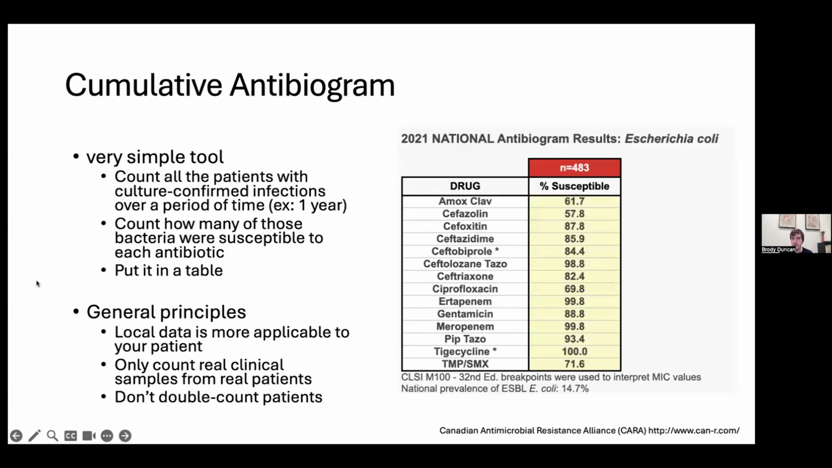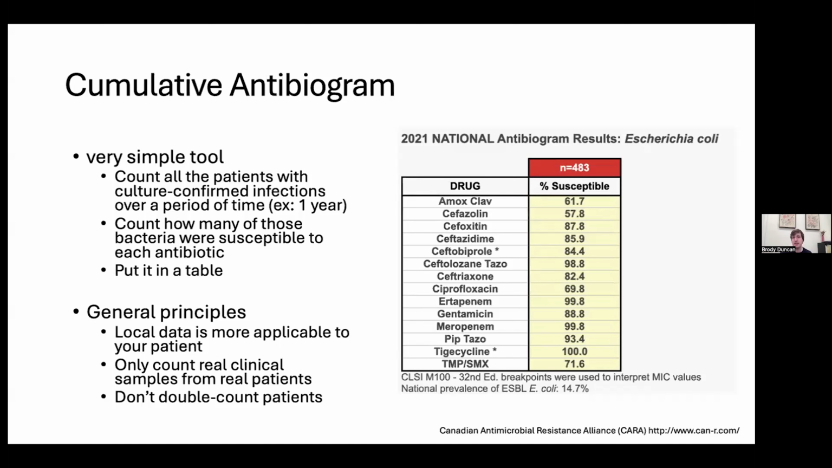So to talk about cumulative antibiograms, they're very simple tools. But for doctors, anything that involves numbers is sometimes a little complicated. So we try not to get more complicated than this right now. With antibiograms, really, we count all the patients that had culture-confirmed infections over a period of time, which is usually 1 year. And then we look at those bacteria and we count how many of those bacteria were susceptible to each antibiotic, and then we put it in a table. And you can see that on the right here.